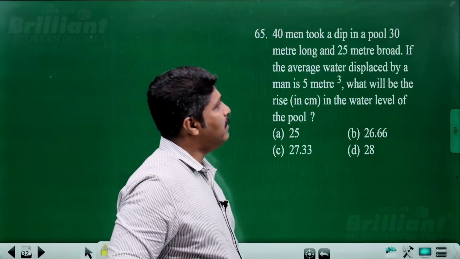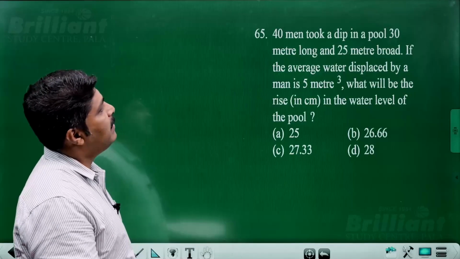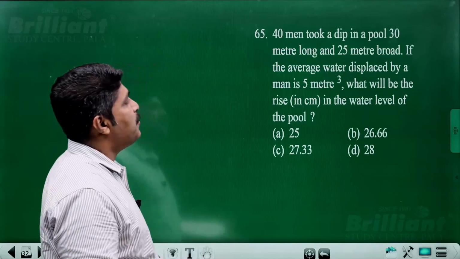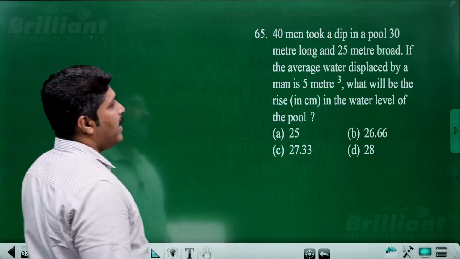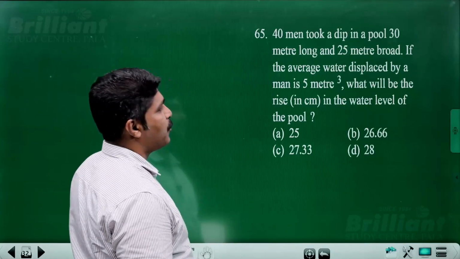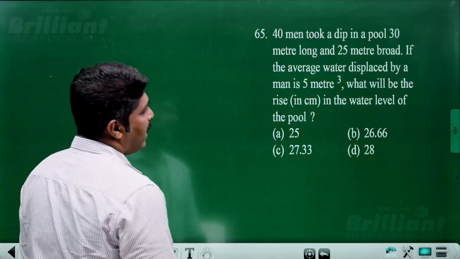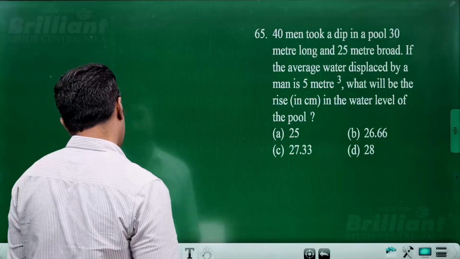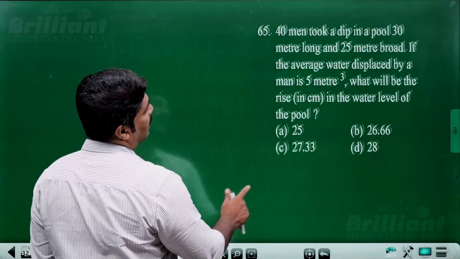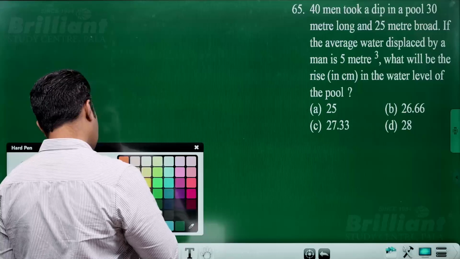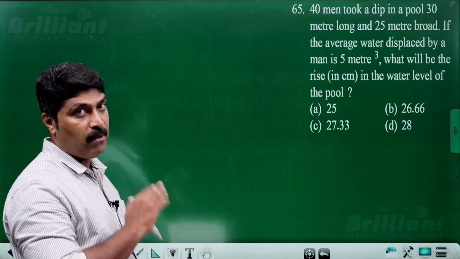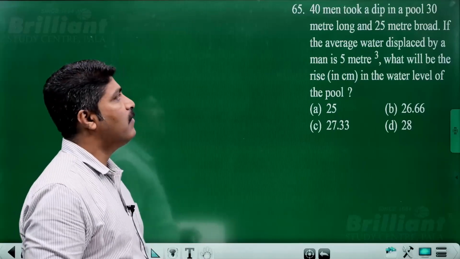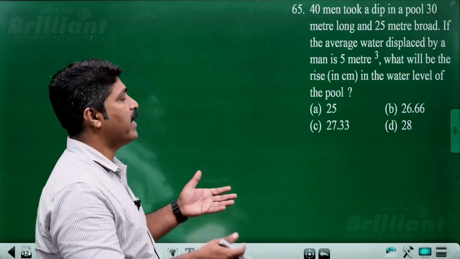40 men took a dip in a pool 30 meters long and 25 meters broad. If the average water displaced by a man is 5 meters cube, what will be the rise in the water level of the pool? So this pool will be in the form of a cuboid. So how can we find the volume of a cuboid?